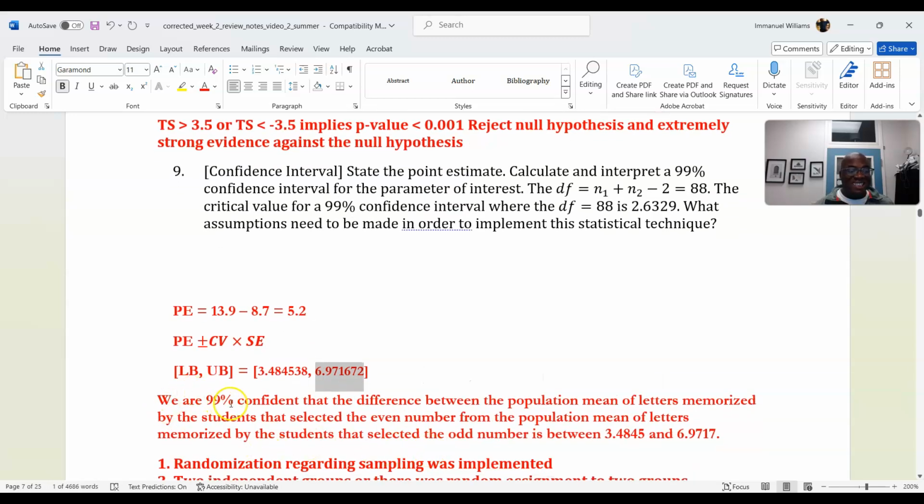So we are 99% confident that the difference between the population mean of letters memorized by students that selected even and the population mean of letters memorized by the students that selected the odd number is between 3.48 and 6.97. Notice that 0 is not a plausible value, indicating that based on our data, it's not plausible for there to be no difference between the two population means.